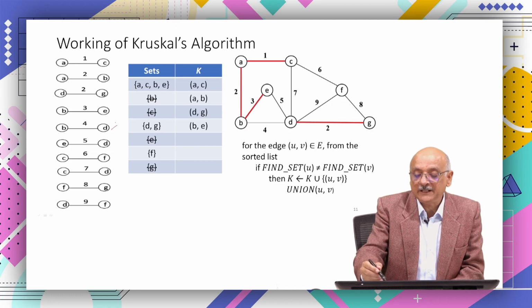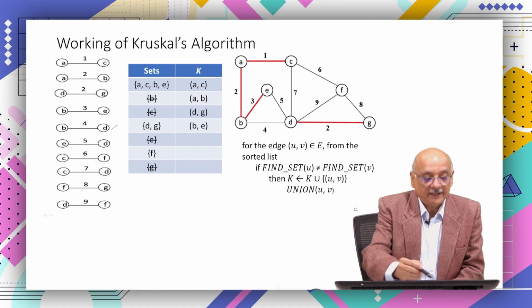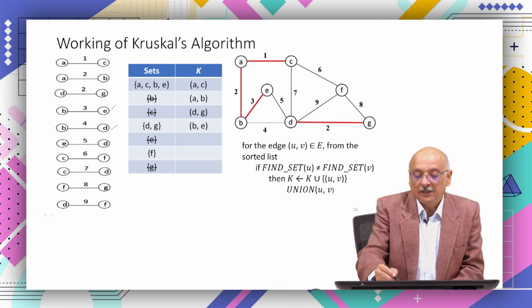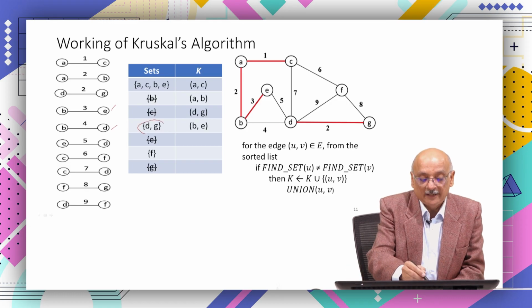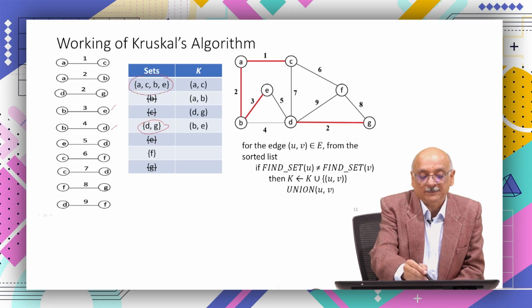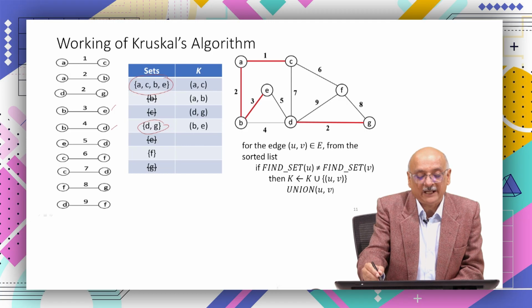Now when we see BD, we have added up till BD. In BD, D is part of a separate set, this set, and B is part of this particular set. They are separate sets. Once again BD will be added to the minimum cost spanning tree.